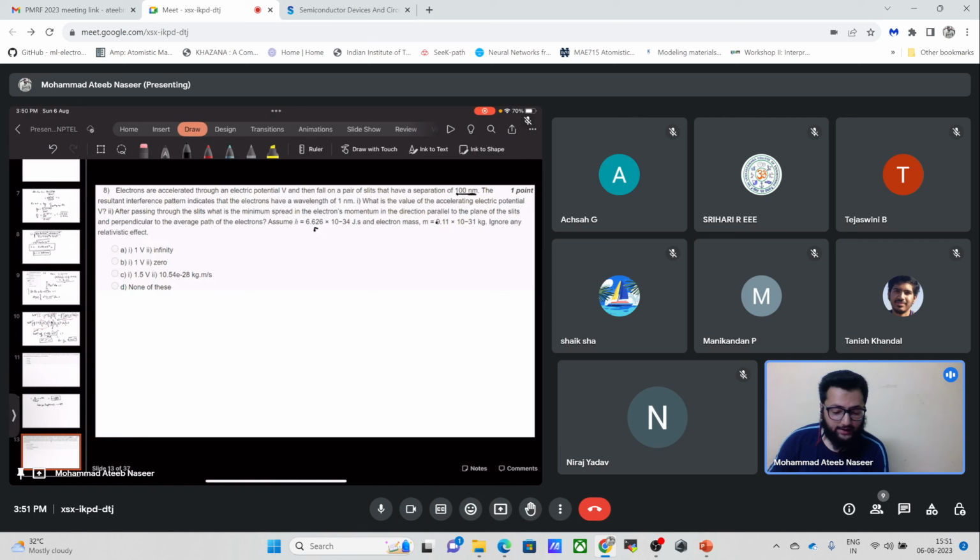nanometer, and we have been told to find this potential value, what external potential we need to give to these electrons in order to have such a wavelength.